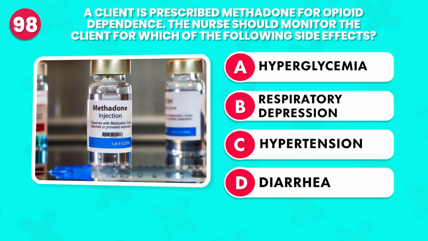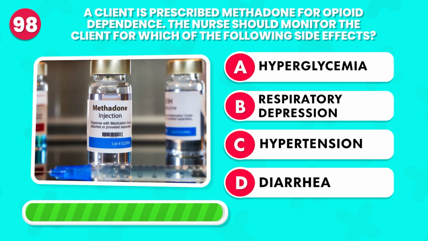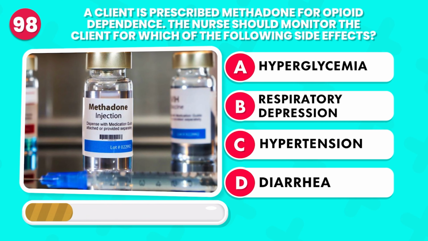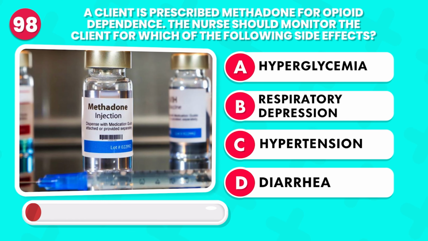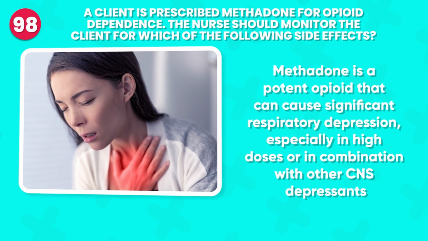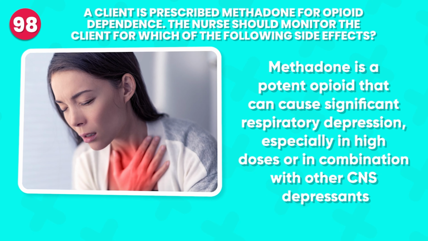A client is prescribed methadone for opioid dependence. The nurse should monitor the client for which of the following side effects? A, hyperglycemia, B, respiratory depression, C, hypertension, D, diarrhea. It's B, respiratory depression. Methadone is a potent opioid that can cause significant respiratory depression, especially in high doses or in combination with other CNS depressants.